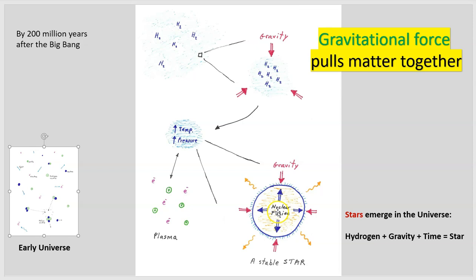In fact, in this picture, we're showing 2 forces at play. The energy released from nuclear fusion tends to expand the star. Gravity tends to compress the star. When those 2 forces are balanced, you get a stable star. And the energy from the nuclear fusion is radiated out into space as light and heat and other high-energy particles.